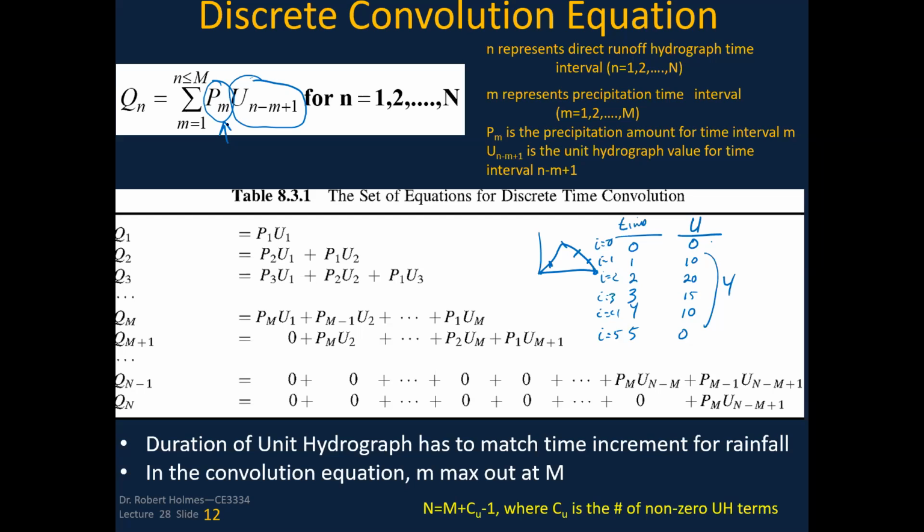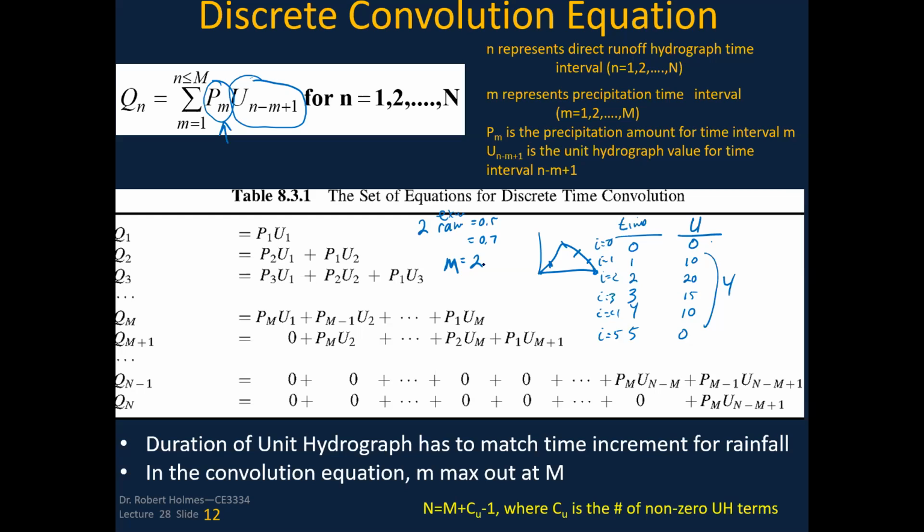It doesn't matter. Now, the precipitation time interval is going to be designated by this value of M. Let's say that for this particular example, I've got only two values of rain increment. Let's say I've got 0.5 and 0.7. Those are my two values of excess rain. So this would mean that the total value, capital M, is equal to 2.